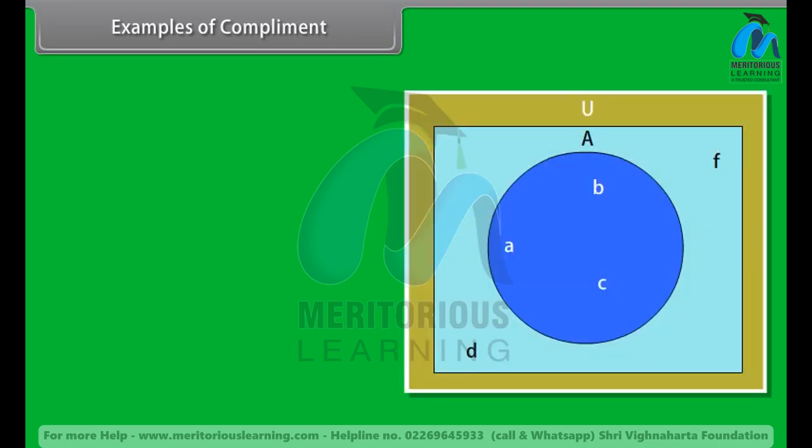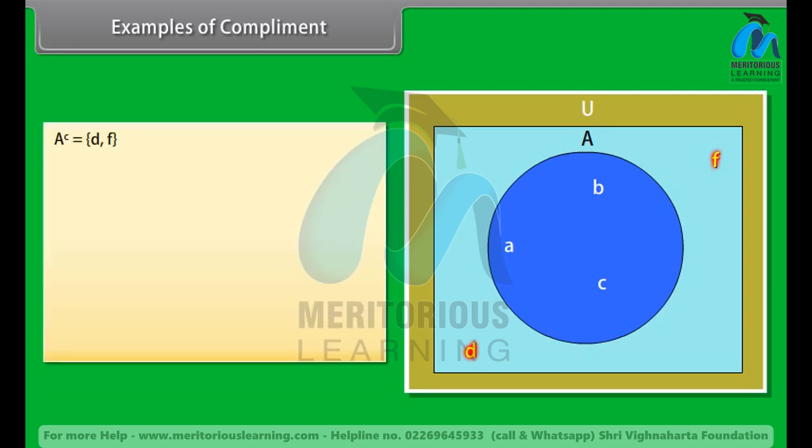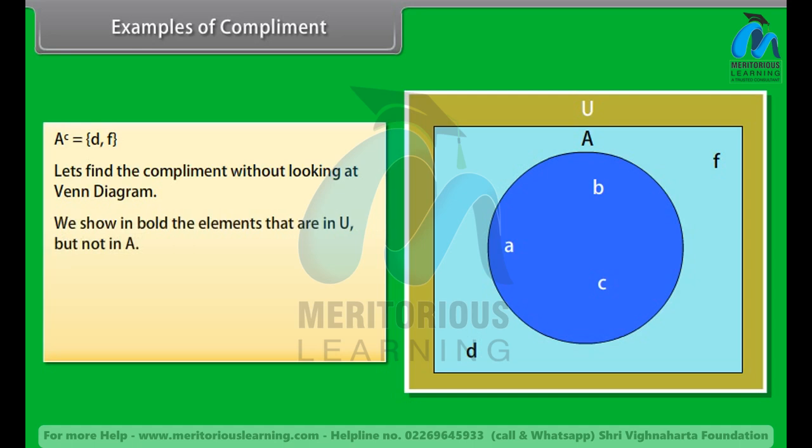Examples of complement. Take a close look at the figure. D and F are in U, but they are not in A. Therefore, complement of A is equal to {D, F}. Let's find the complement without looking at the Venn diagram. We show in bold the elements that are in U but not in A. A is equal to {A, B, C}. U is equal to {A, B, C, D, F}. So, complement of A is {D, F}.